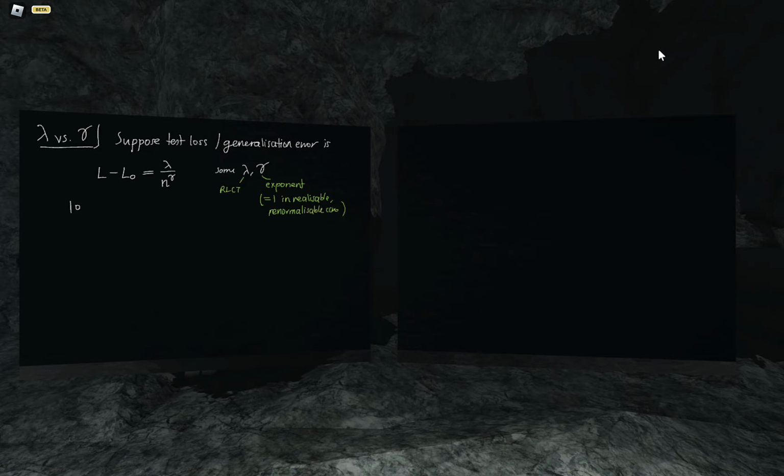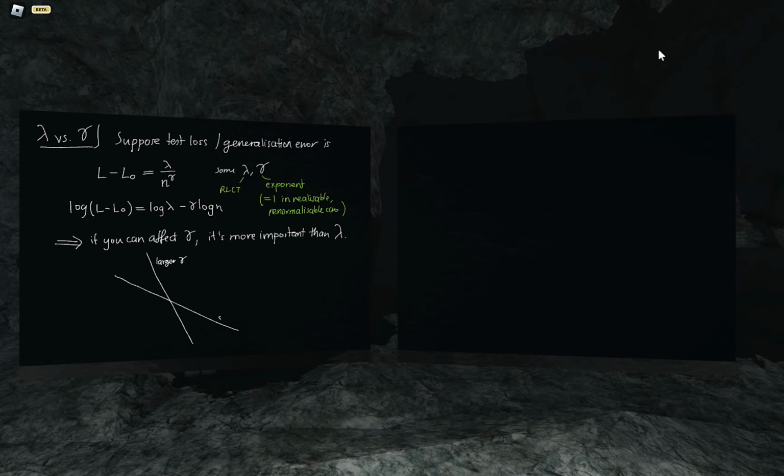As I said before, that gives us a relationship that looks like this. That means that if you can affect gamma, it's more important than lambda, all other things being equal. Why? Because a line which has a steeper slope will eventually beat a line with a smaller slope, even if it starts higher, right?